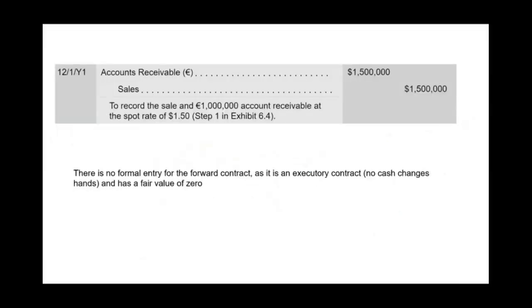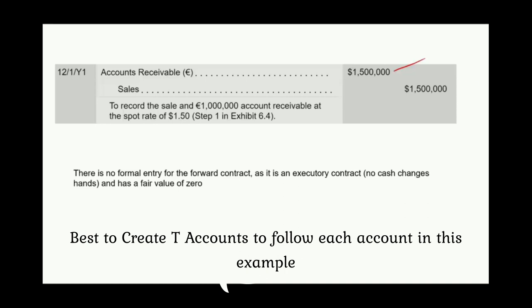Okay, so let's take a look at the transaction from a journal entry perspective. The first entry is pretty straightforward. We debit accounts receivable and credit sales on December 31st when we made the sale. There is no formal entry for the forward contract. No cash changes hands. It has a zero value as of 12/1 year one. So the forward contract has no value, although we signed that contract.